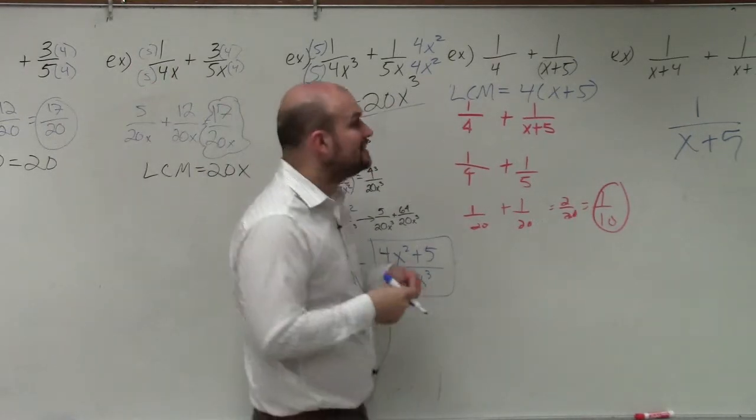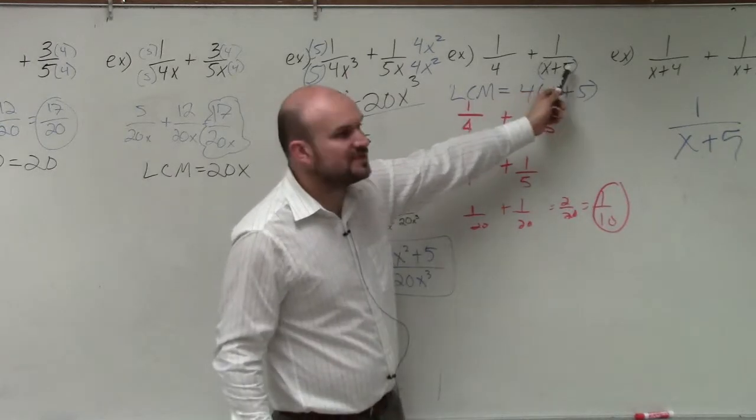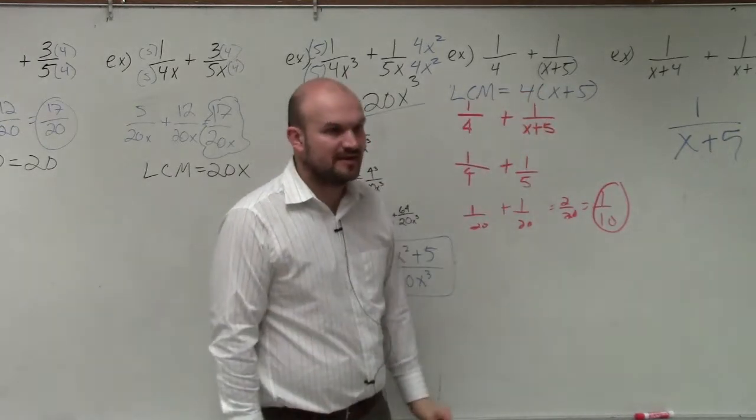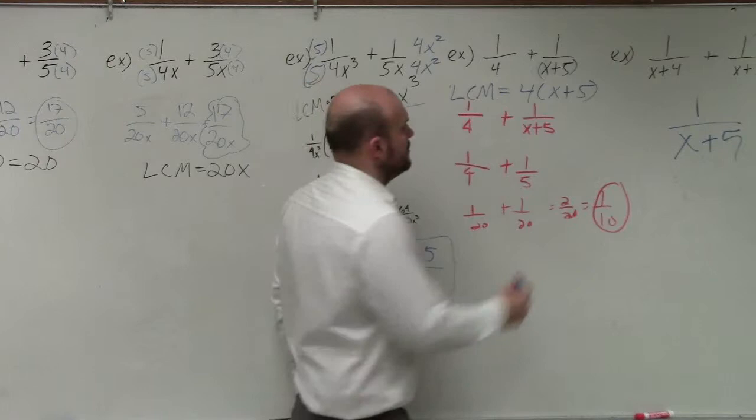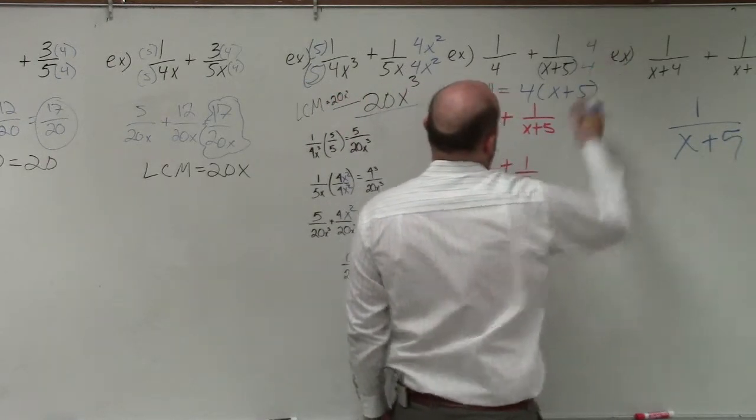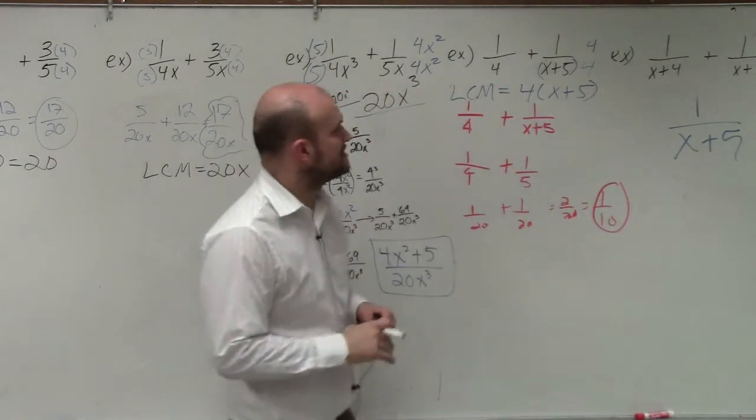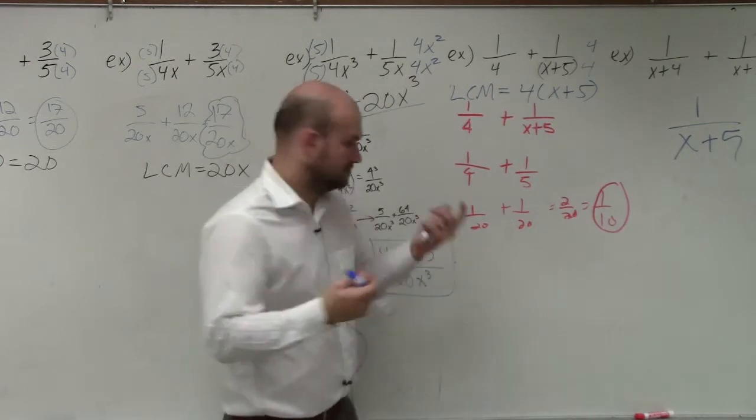So now, all I need to do is say, all right, what do I need to multiply x plus 5 by so it can be 4 times x plus 5? 4. Just multiply by 4. What do I need to multiply 4 by so it's 4 times x plus 5? x plus 5.